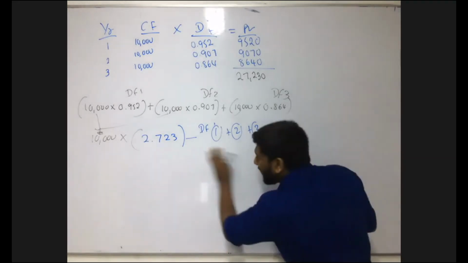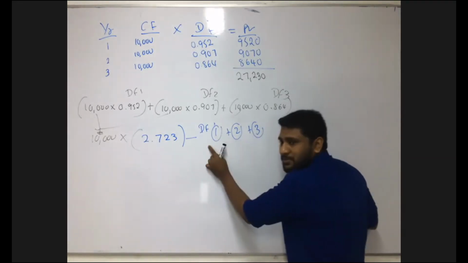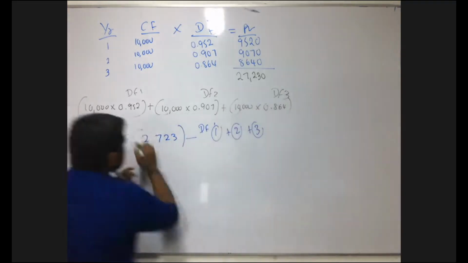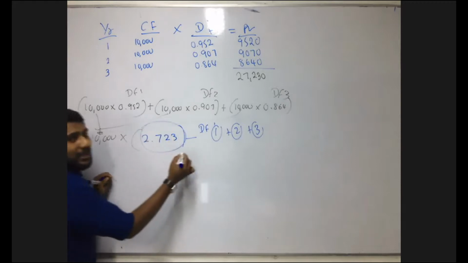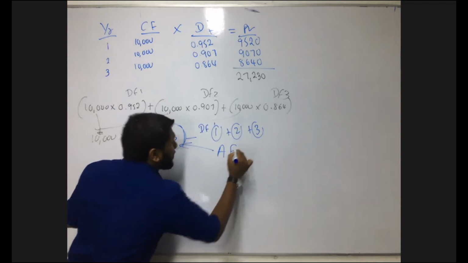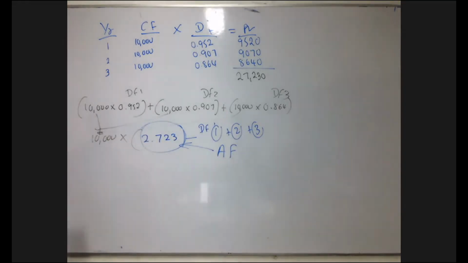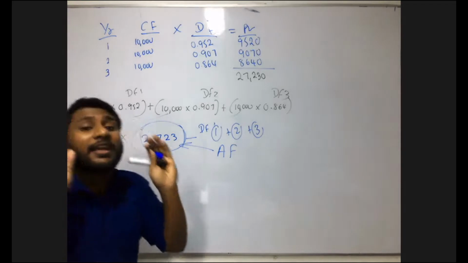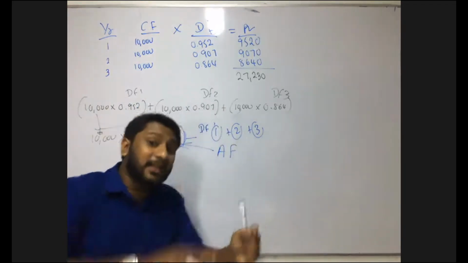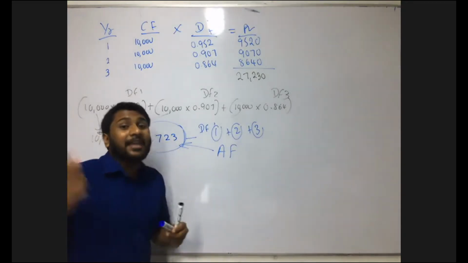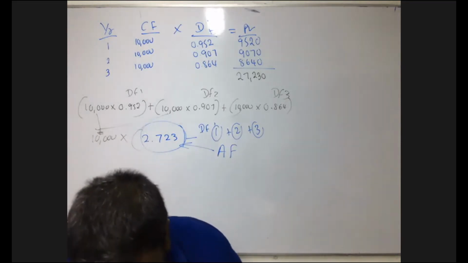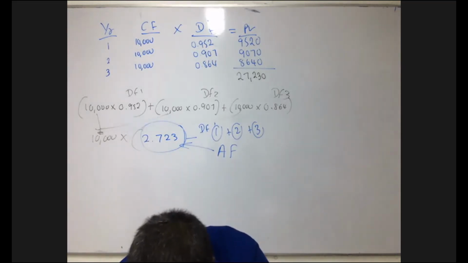Guys, if we are adding the discounting factors like this, we will call this one the annuity factor. This one I have already calculated and given to you. It's there in the other table. Take your formula sheet and turn to the annuity factor table, not the present value table, guys.